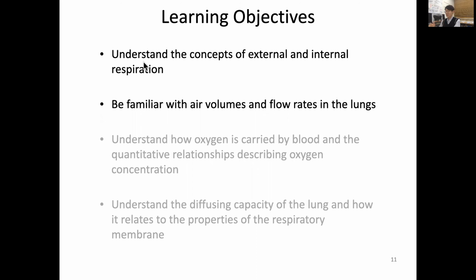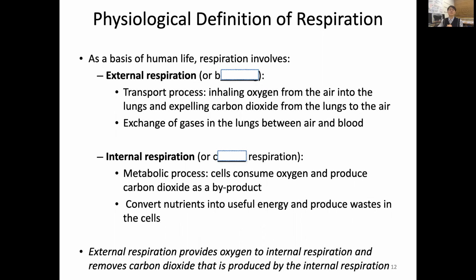So first of all, what is respiration? As a basis of human life, our respiration involves two ways. One is called external respiration, or breathing. And the other is internal respiration. External respiration is a transport process: inhaling oxygen from the air into our lungs and expelling carbon dioxide from the lungs to the air. So this is the exchange of gas in the lungs between the air and the blood that runs through the lungs.